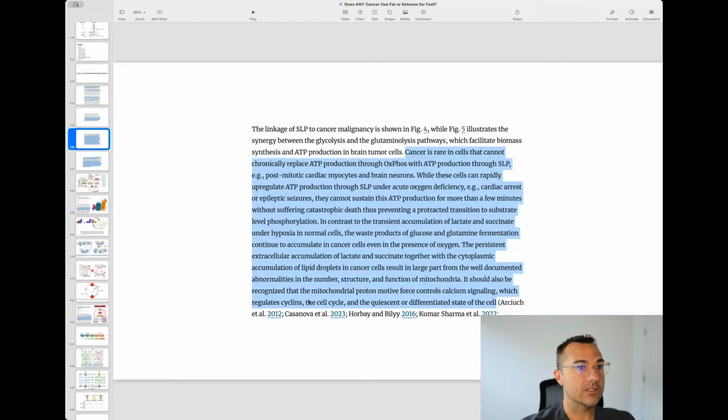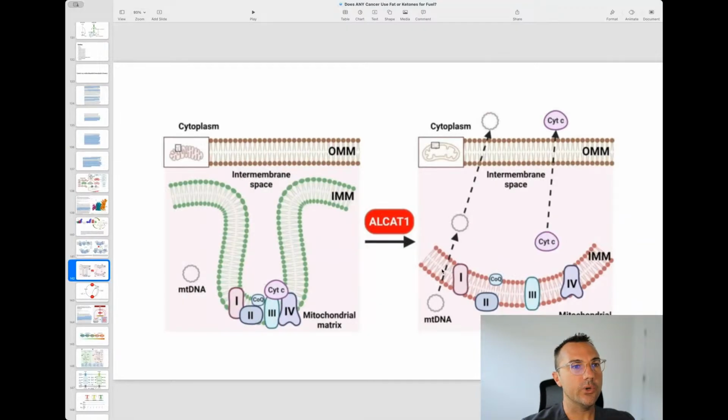The other thing that is not mentioned here is that when mitochondria are terminally damaged, you're not going to eject mitochondrial DNA. You're not going to inject cytochrome C. So therefore, you also lose control over programmed cell death and apoptosis as well.